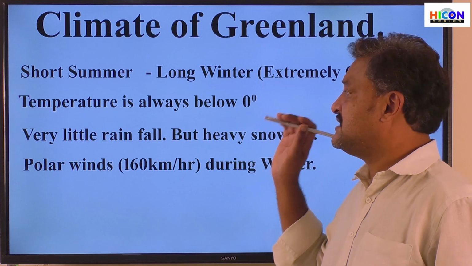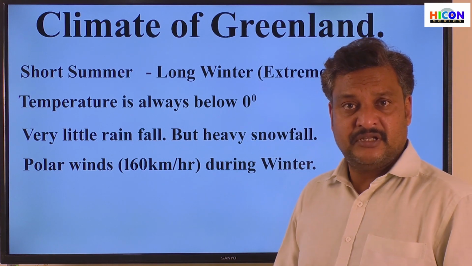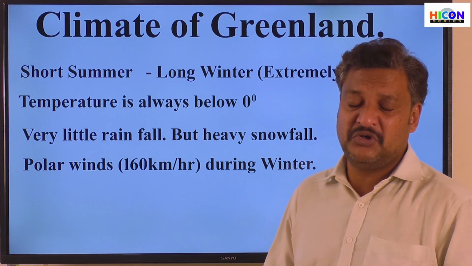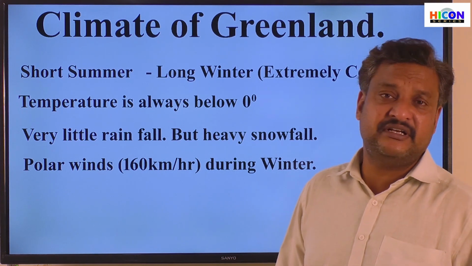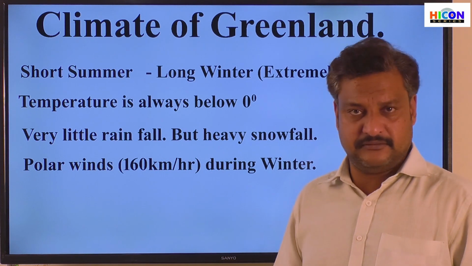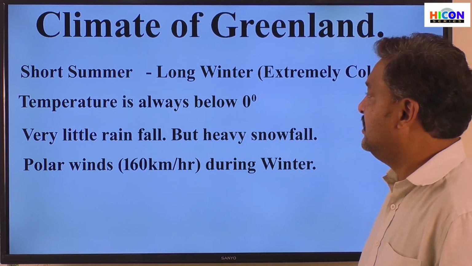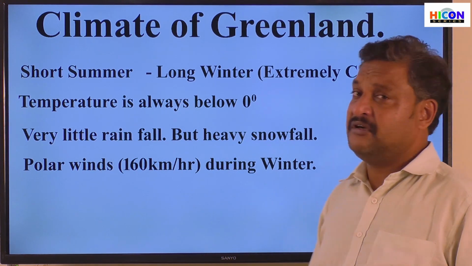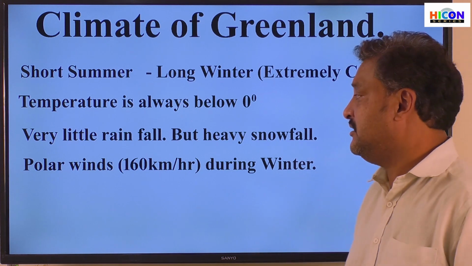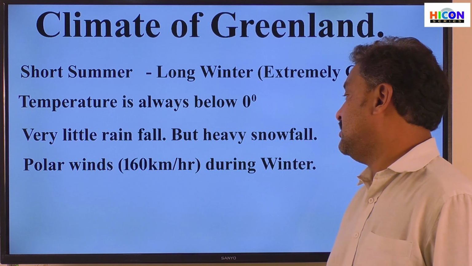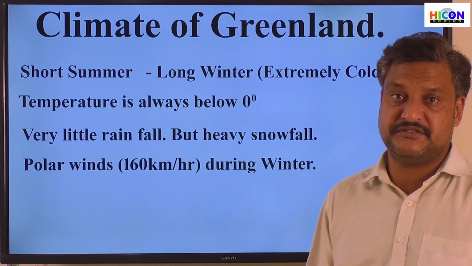Okay, so summer is very short, and winter is long, and the sun can be seen only during the summer season. During the winter season, we can hardly see any sun there. We cannot see the sun. Okay, then temperature is always below 0 degrees. Very little rainfall, but very heavy snowfall happens there. Polar winds at a speed of around 160 kilometers per hour blow during the winter season.